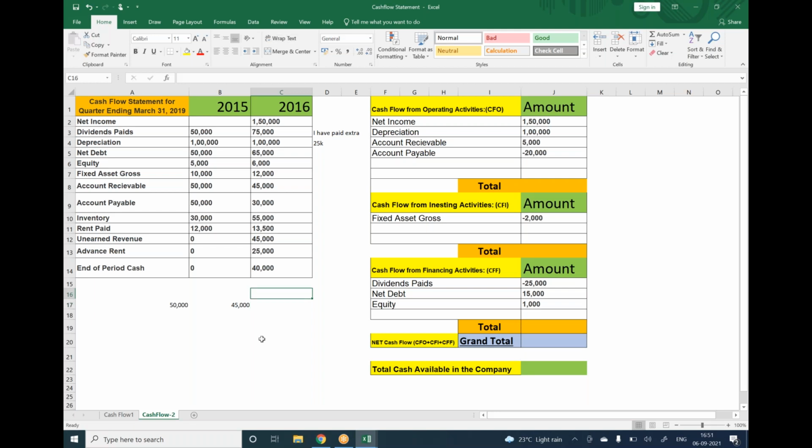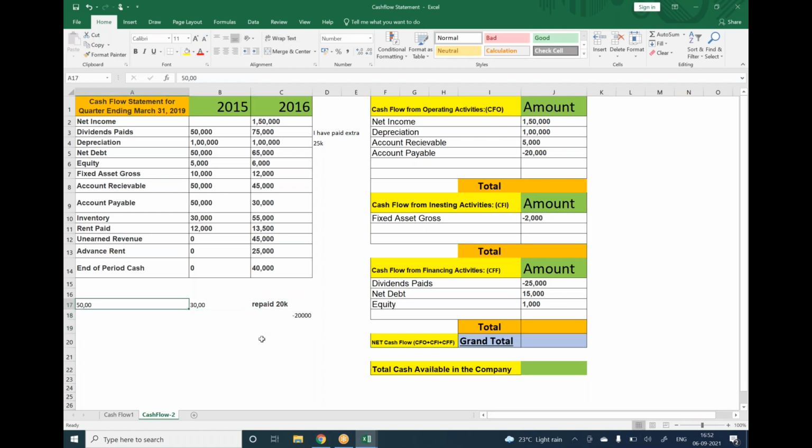Same thing as account payable. Last year you had 50,000 you were supposed to pay, but this year you're only supposed to pay 30,000. Super. But how come it changed from 50 to 30? Means somewhere in the middle of the year you would have repaid 20k. That is what I am recording as minus 20.